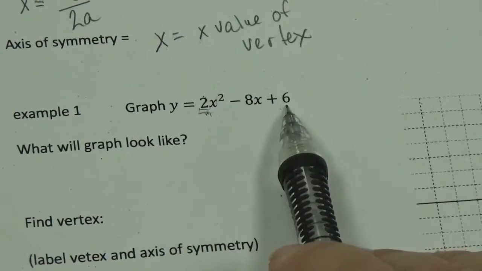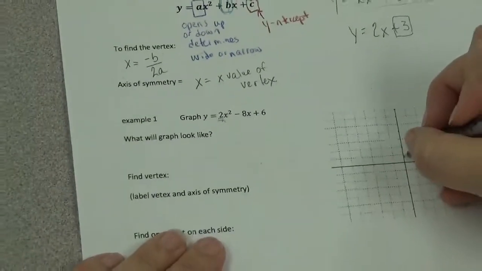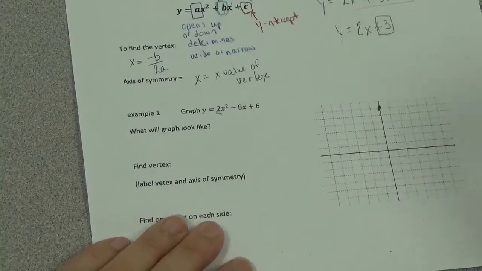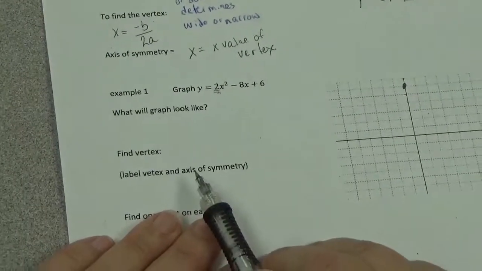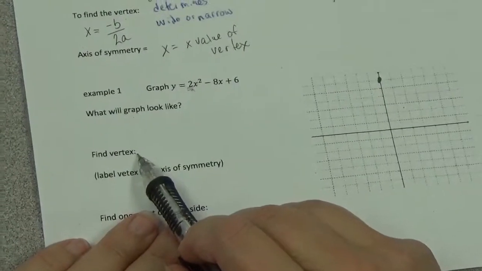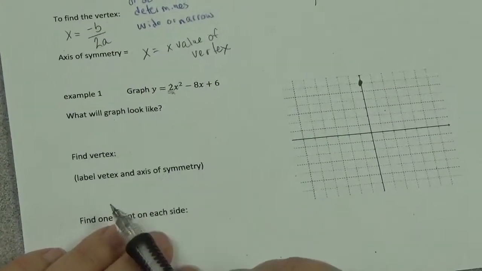The 6 on the end tells me that it's going to have a y-intercept at 6, so I'm going to go ahead and put that point on here. I know it's going to cross at 6. So the first thing I'm going to do is try to find my vertex point, because if I can find my vertex point, then I found my axis of symmetry, and I know that this graph is going to look the same on both sides.